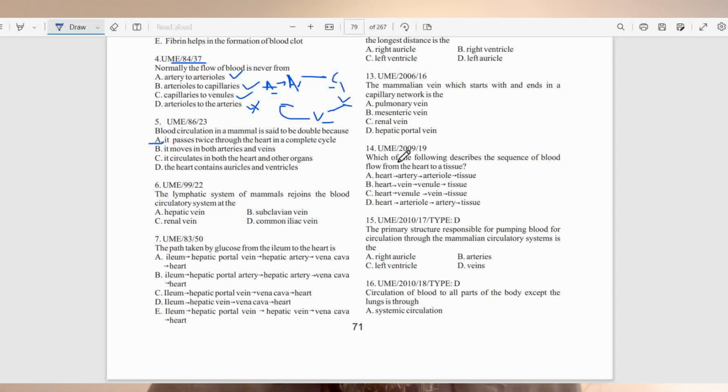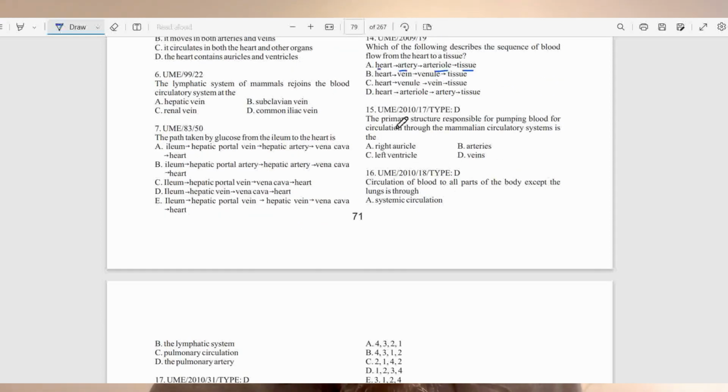Question 14. Which of the following describes the sequence of blood flow from the heart to the tissue? You have the heart, the artery, the arteriole, and the tissue. And that's the right answer. Question number 14. The right answer is option A.